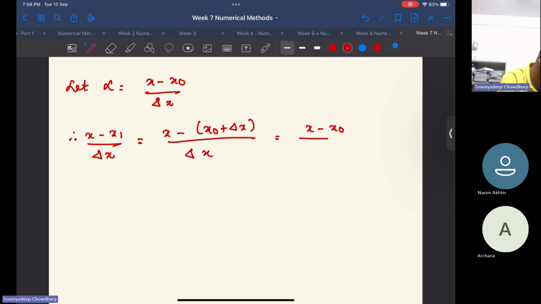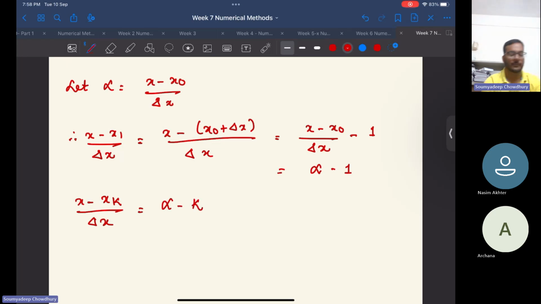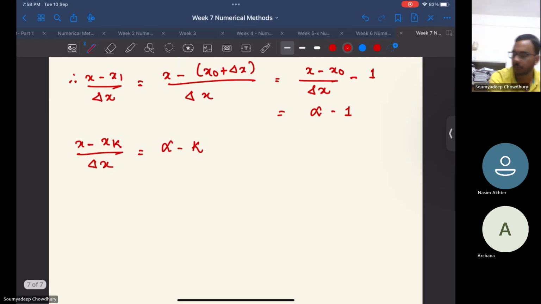So it is basically (x minus x0)/Δx minus 1, which is nothing but alpha minus 1. Similarly, if I want to generalize this, it is basically alpha minus k. So keeping this in mind, we will see how we can replace this.